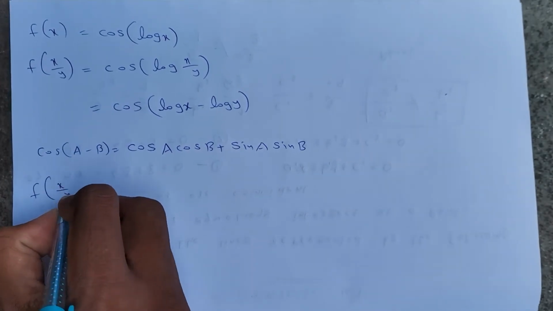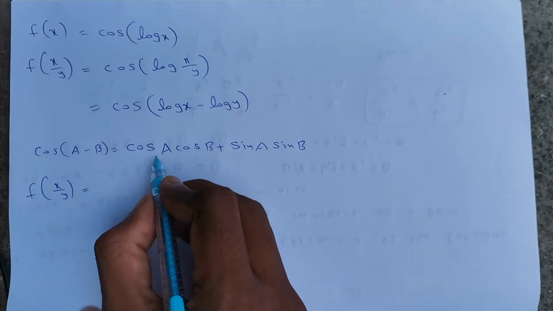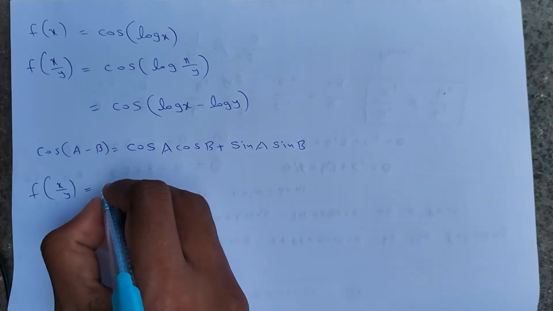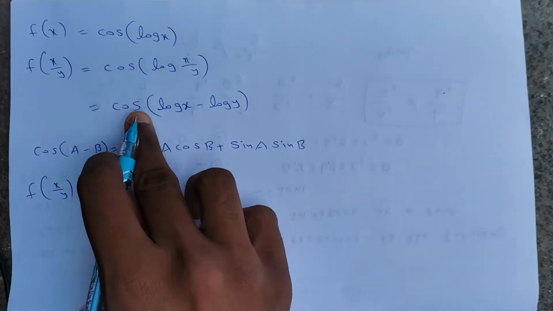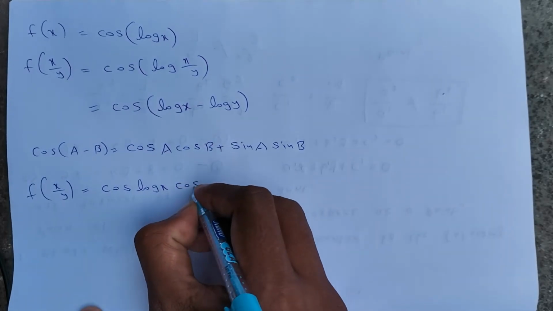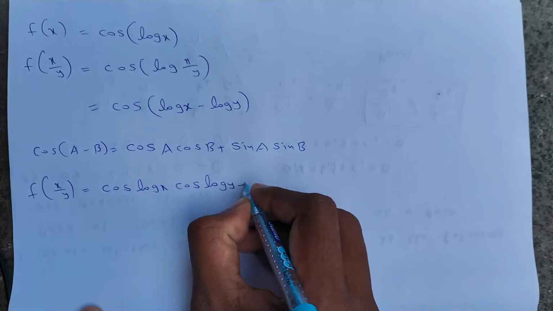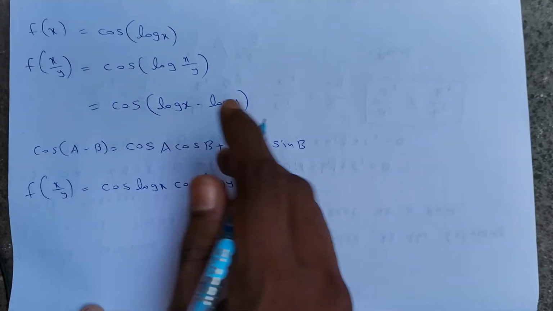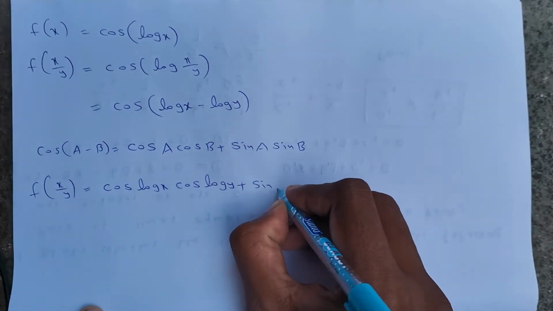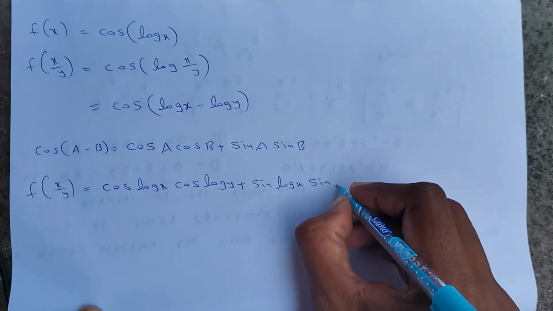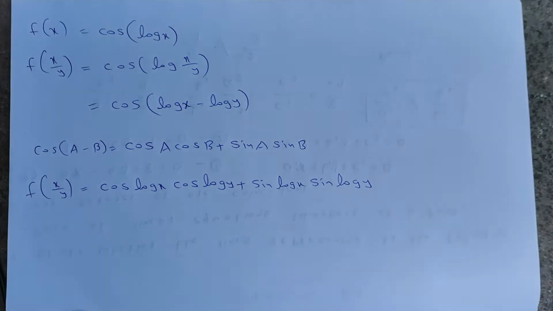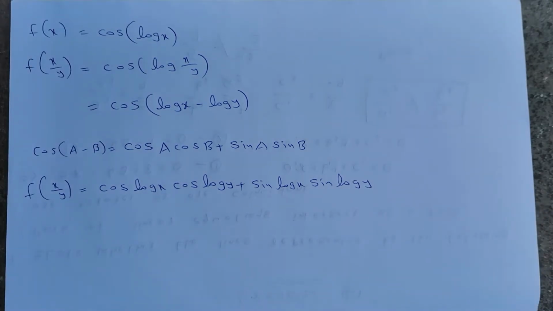f of x by y is equal to cos a, cos log x, cos b, cos log y, plus sin a, sin log x, into sin b, sin log y. So we got the value of f of x by y also. And we need to find the value of f of x into y.